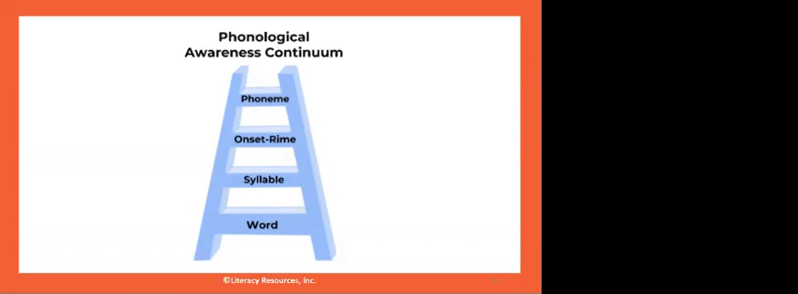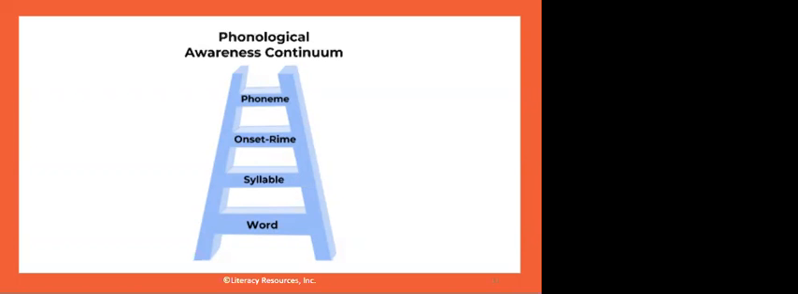Then we move up the rungs to onset and rhyme, which is different than rhyming words. Onset and rhyme are when we take a word and we listen to the very first consonant sound in the word. That is considered the onset or a consonant blend. And then everything after that, the vowel that follows and everything after, is the rhyme. So in the word cat, K is the onset, at is the rhyme. And then last but not least, we are back up at those phonemes, the individual speech sounds.